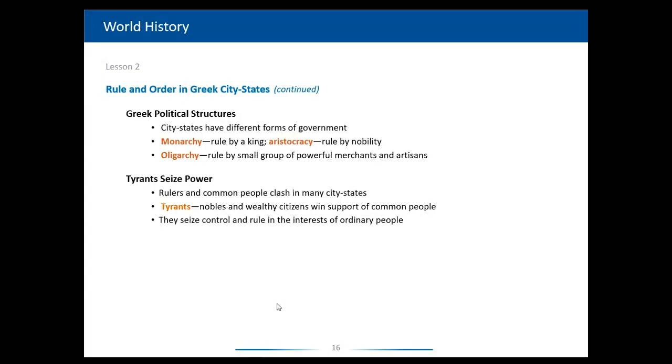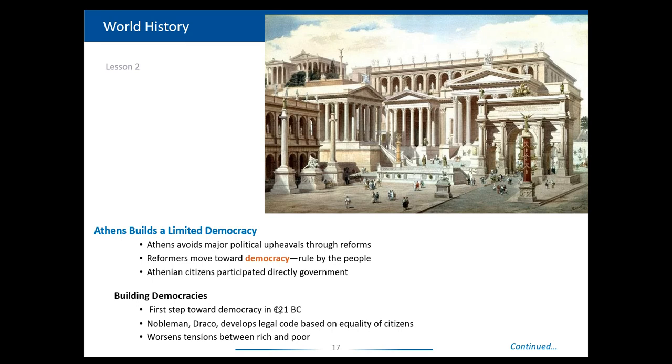Tyrants seize the power, and rulers and common people clash in many city states. Tyrants are nobles and wealthy citizens who win support of the common people, and they seize control and rule in the interest of ordinary people. So at first tyrants were seen as someone that was good and for the people. Of course, someone once said, absolute power corrupts absolutely. So this absolute power becomes corrupt at some point.